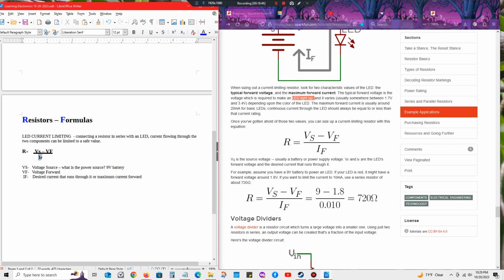So current stands for I, and obviously the F stands for forward. And all it just means is that it varies. It varies between 1.7 volts and 3.4 volts, depending on the color.